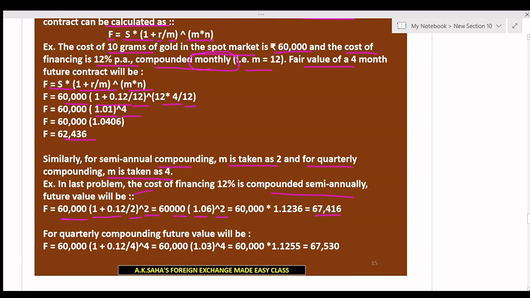For quarterly compounding, the future value will be 60,000 into 1 plus 0.12 by 4 to the power 4, that is equal to 60,000 into 1.03 to the power 4, which is equal to 67,530.